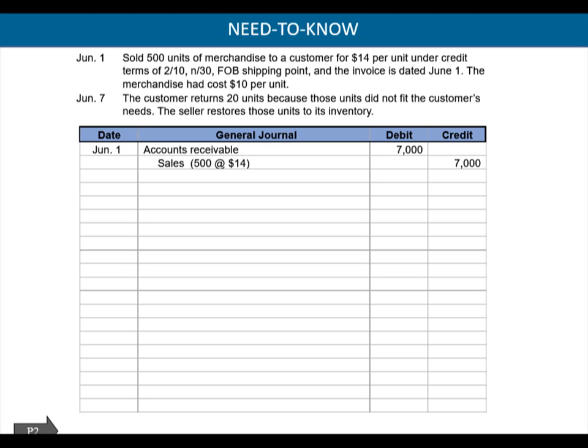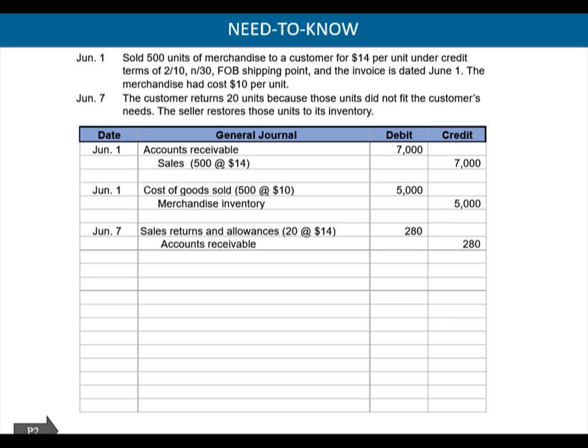Recorded debit to accounts receivable for $7,000, 500 times 14, and a credit to sales, but we also have to record the cost. Debit cost of goods sold for $5,000, 500 times 10, and credit merchandise inventory.